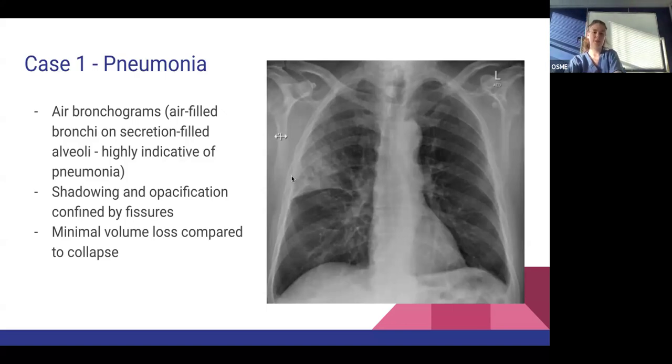So the shadowing and opacification is very commonly confined by the fissures. So you've got this really clear line here, and that's because that's where the lobe of the lung ends and starts. And it can look like lobar collapse, but the volume loss is minimal compared to lobar collapse.